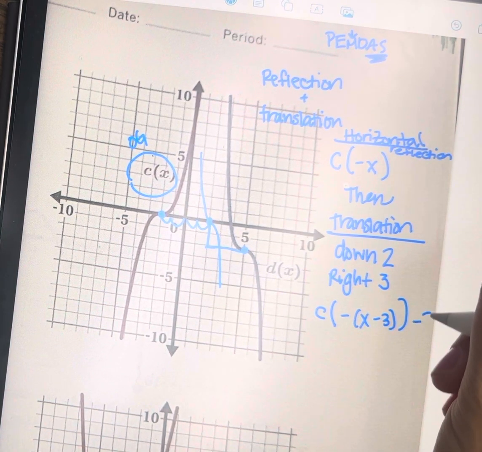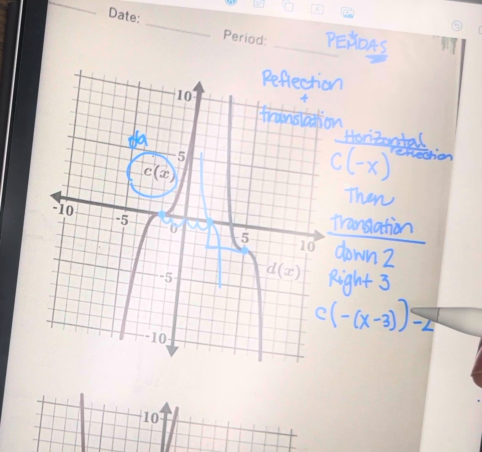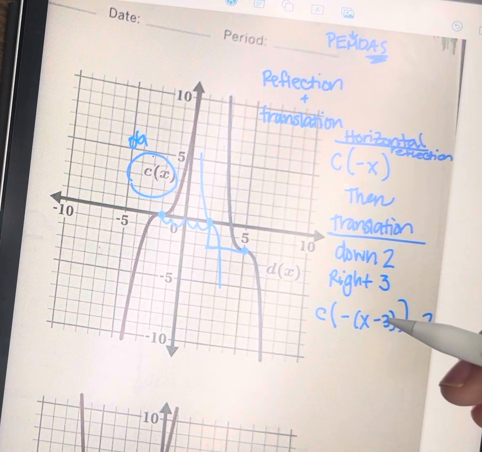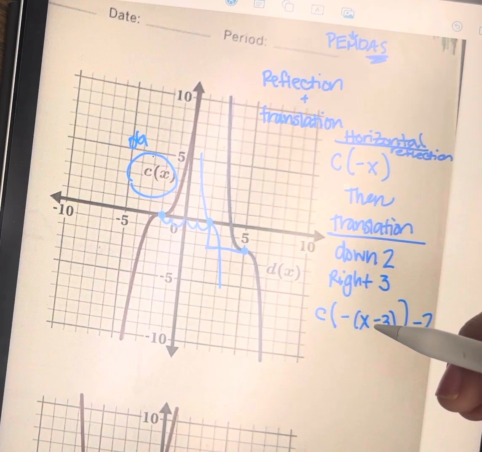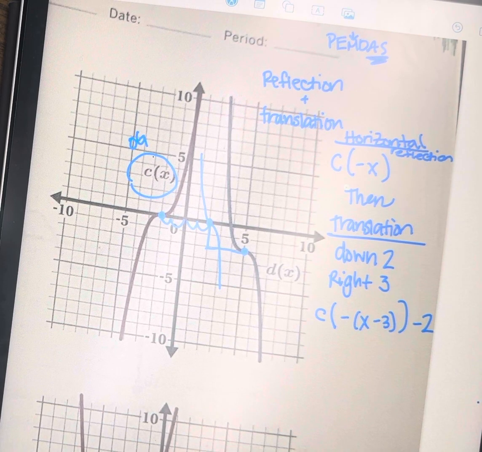So outside of the parentheses is where vertical stuff happens. So going down 2 needs to be not inside those parentheses with x. That's the horizontal zone. So right 3 goes in the horizontal zone. That negative is a horizontal reflection. It goes in the horizontal zone. Whereas down 2, that's vertical. It goes outside the zone, the parentheses zone. Okay. So this is one.